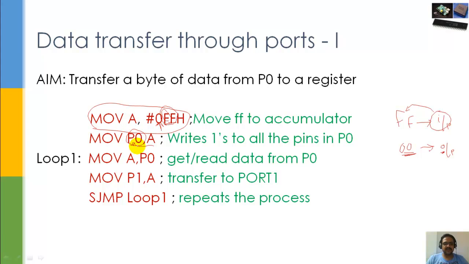Okay, after this has been configured as input port, how to read from the input port? Simply say MOV A, P0. And you can either save it in some other register, or if you want to output it through some other port, you simply say MOV P1, A. P1, P0, all these ports can be treated like any other register move operation. Understood? Got it? So this is how you configure a port as input and you read from it and you write to a different port.